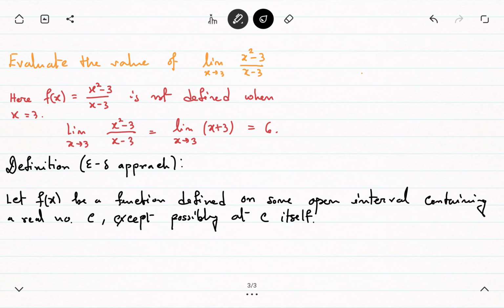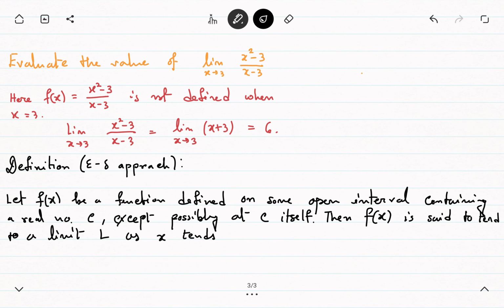Then f of x is said to tend to a limit L as x tends to c.